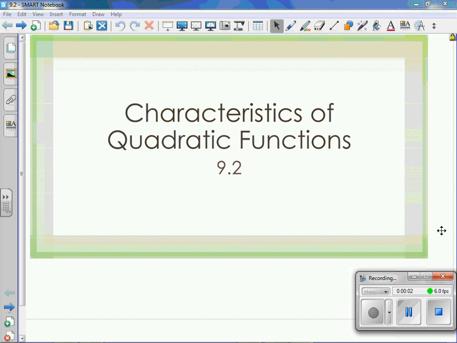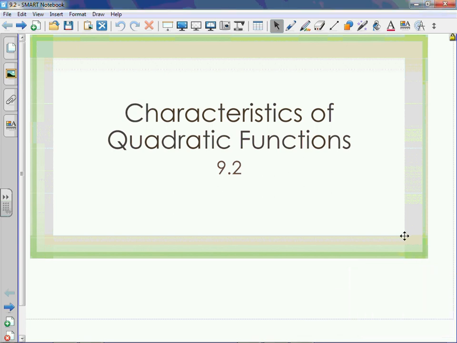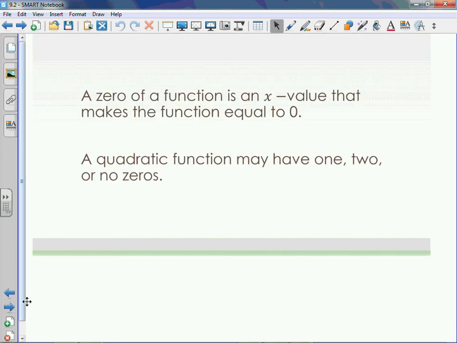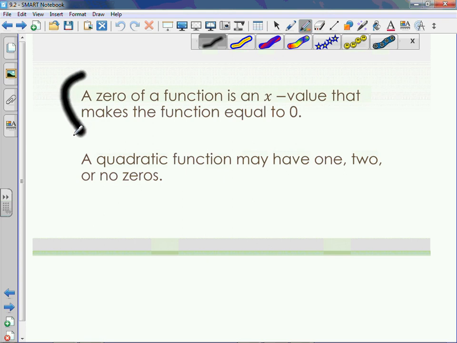Okay, characteristics of quadratic functions. I'm going to move quickly, so pause the video whenever you need to take notes. Okay, you should write these two things down in your notebook.